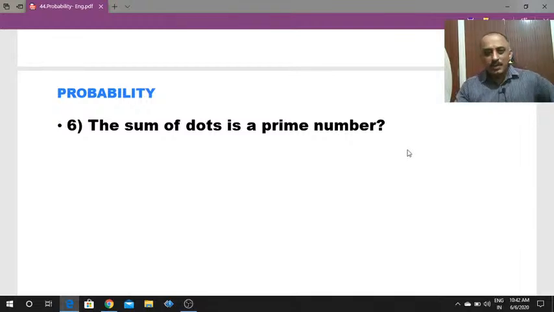From 2 to 12, please write the prime numbers. 2 is a prime number. 3 is a prime number. 5, 7, 11. From 2 to 12, the prime numbers are 2, 3, 5, 7, 11.